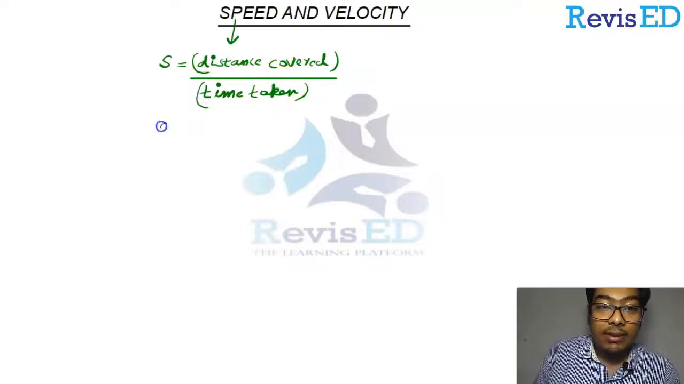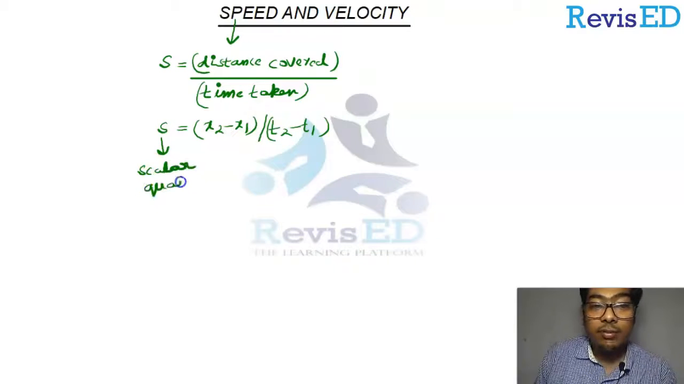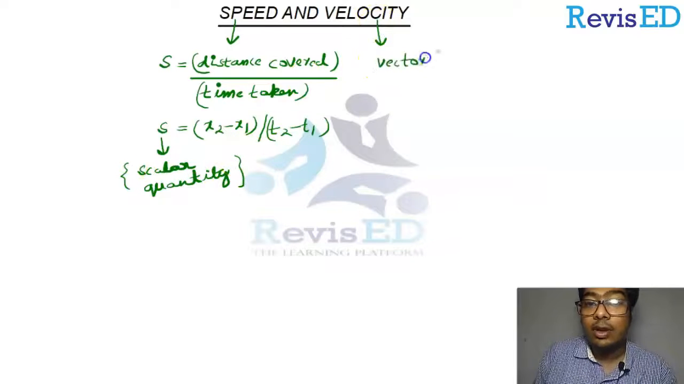This can be written as x2 minus x1 divided by time taken, where the change in time is t2 minus t1. So this will be our speed. As we all know, speed is a scalar quantity because it has only magnitude and no direction. Distance has no direction, so speed also has no direction.